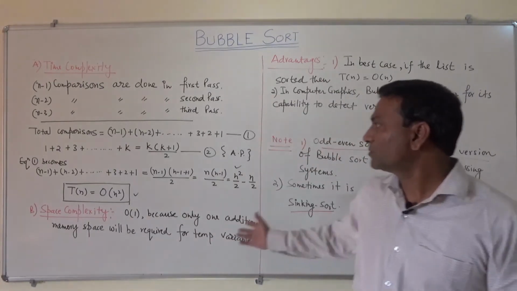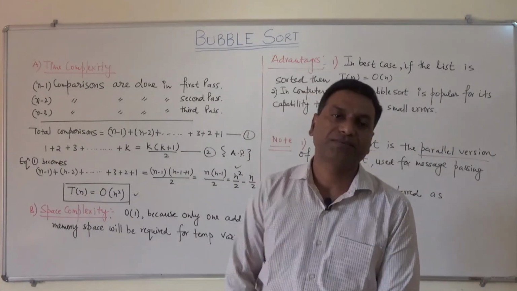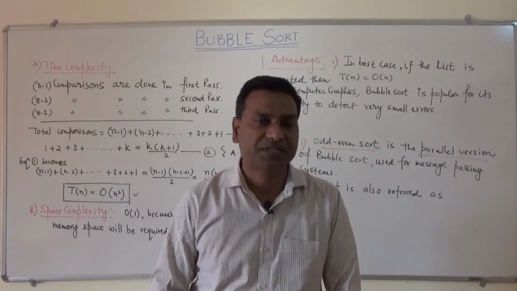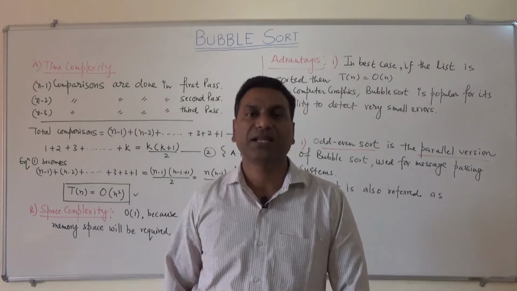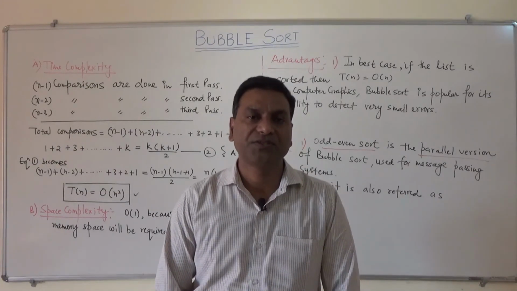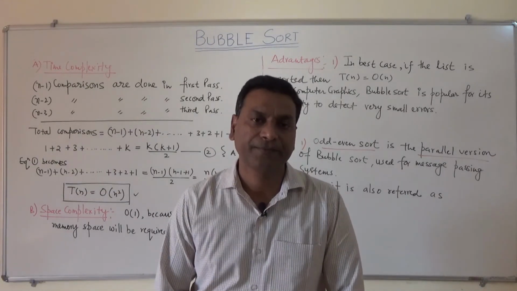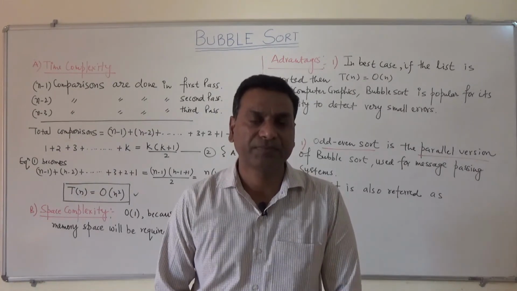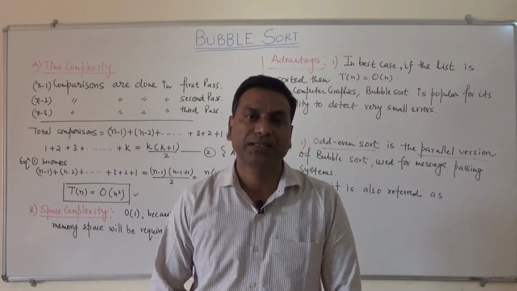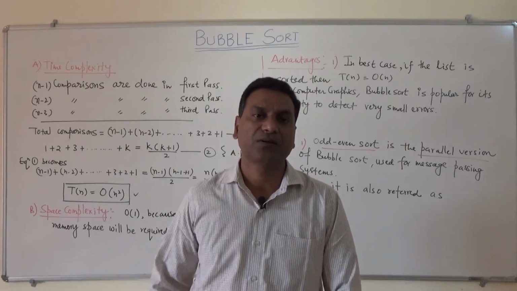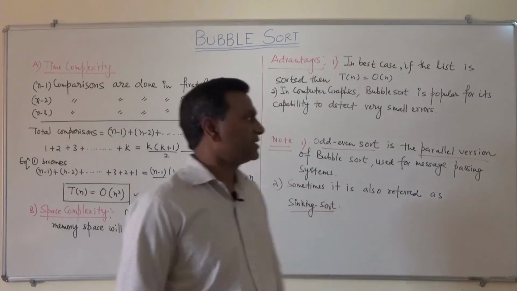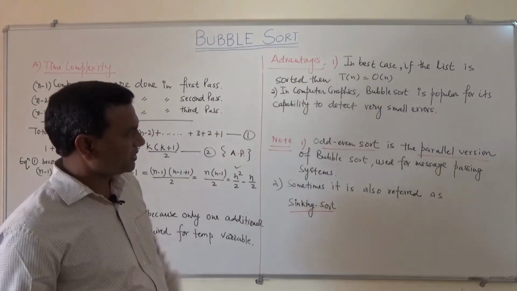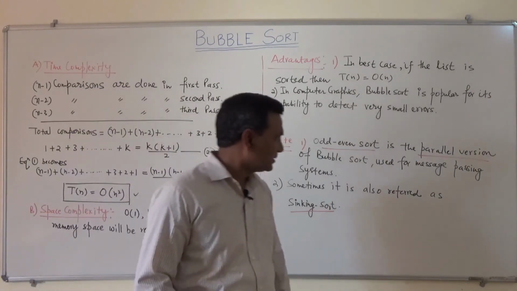So we have seen so many things in this bubble sort. We have seen its passes, how we can describe its passes. Then we have seen one example in which we have sorted an unsorted array. After that we have discussed its time complexity, which is order of n square, and space complexity, that is order of 1. And then we have discussed two advantages, and some other things.